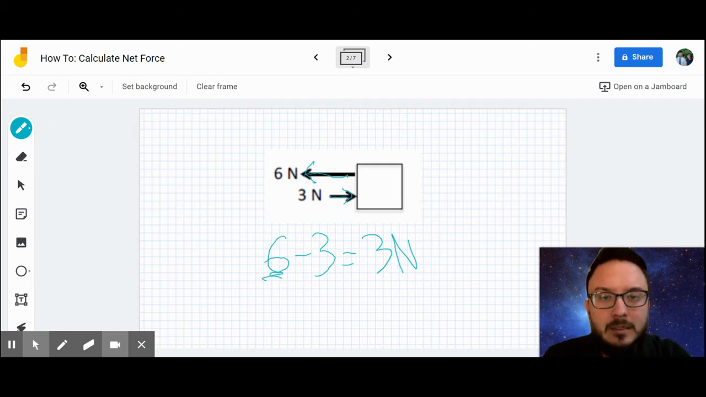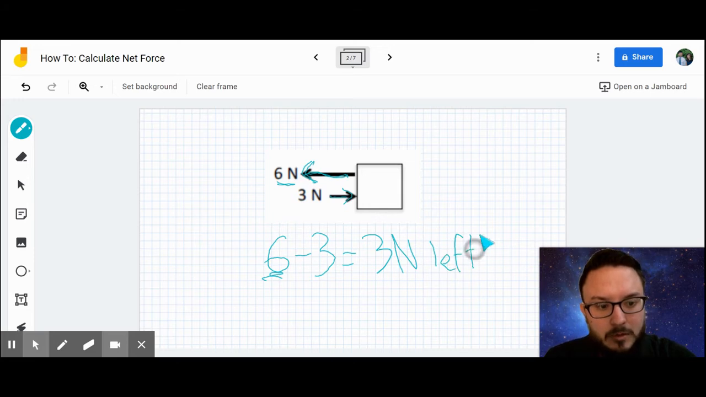Net force always has a direction that goes with it, and it's always going to be the direction of the bigger force, no matter what. So in this case, my bigger force is 6, and that's moving to the left. It's pointing to the left of my screen. So that means my net force will also be moving left, because the stronger force is always going to win.